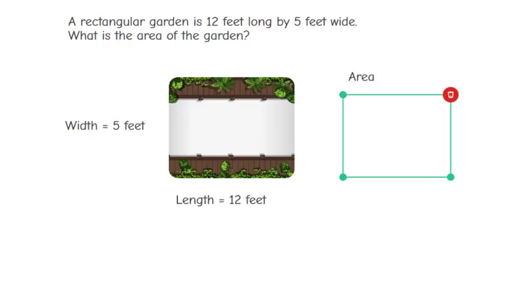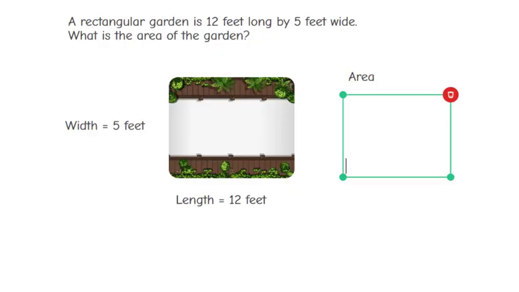Let's figure out the area using a story problem. A rectangular garden is 12 feet long by 5 feet wide. What is the area of the garden? I have a picture of the garden, and you can see here that it's 5 feet wide and 12 feet long. What do I need to do to figure it out? We multiply 5 times 12, side by side, width times length.